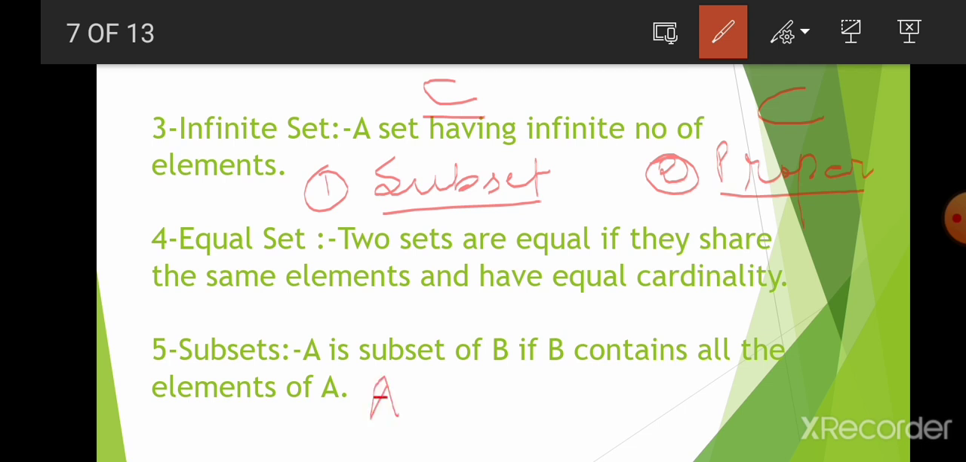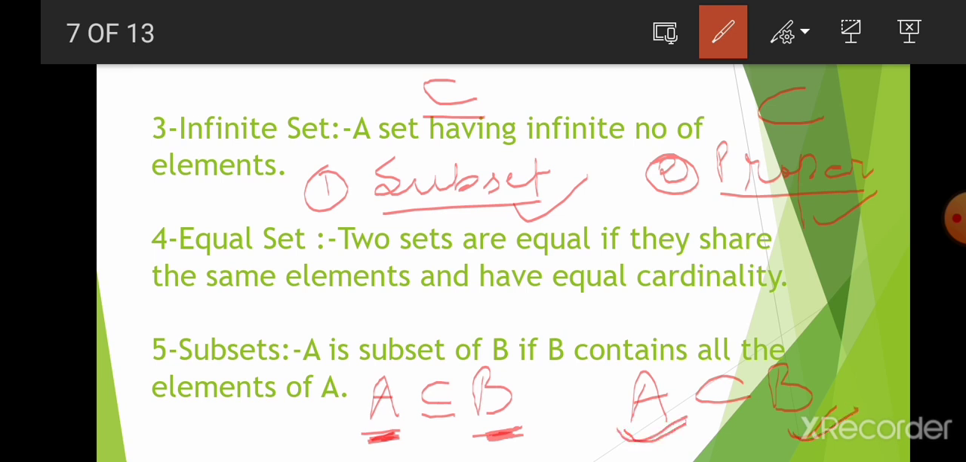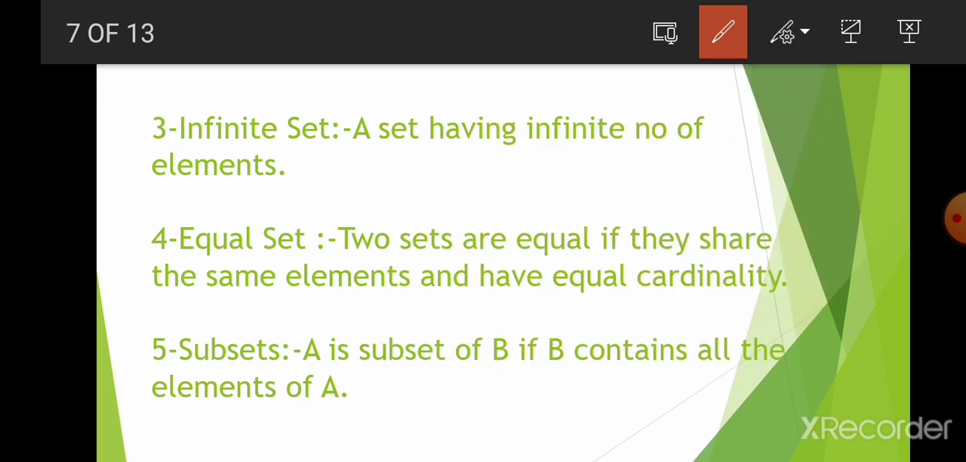If I say A is a subset of B, that means all the elements of A should be present in B, and all the elements of B can be equal to all the elements of A. That means the equality condition is present in a subset. But in the case of a proper subset, if we say A is a proper subset of B, that means at least one element should be there in set B which is not present in A. Okay, let's see with an example.